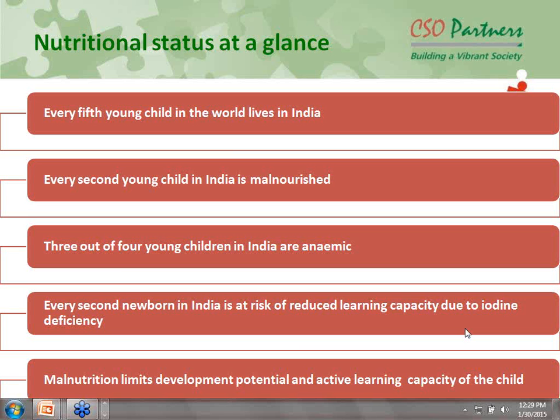Every 5th young child in the world lives in India. So 20% of the global child population is in India. We discussed that every 2nd young child in India is malnourished. So out of 2 children in India, 1 is malnourished. 3 out of 4 young children are anemic. 75% of children are anemic.